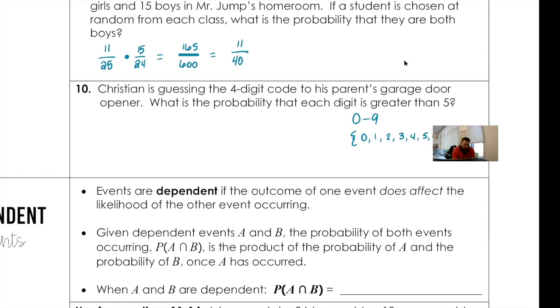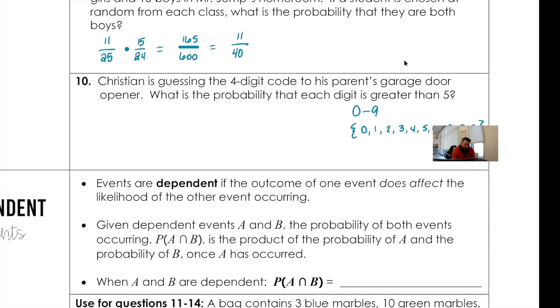It says, what is the probability that each digit is greater than 5? So we need to know, well, in this code, there are 4 digits that are greater than 5. This is a common probability situation. You will see this often. So in the first time he puts the code in, what is the probability it's greater than 5? Well, that'd be 4 out of 10. The second time, 4 out of 10. The third time, 4 out of 10. And lastly, 4 out of 10.